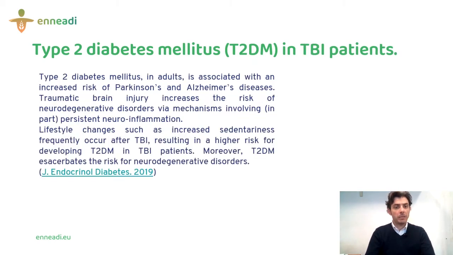Moreover, type 2 diabetes is associated with an increased risk of developing neurodegenerative conditions such as Parkinson's or Alzheimer's disease. A traumatic brain injury increases the risk of these neurodegenerative disorders via mechanisms involving persistent neuroinflammation. So you can now understand that the presence of type 2 diabetes in subjects suffering traumatic brain injury can increase the progression or development of such neurodegenerative diseases. Lifestyle changes, such as increased sedentariness, frequently occur after traumatic brain injury, resulting in a higher risk of developing type 2 diabetes in traumatic brain injury patients.